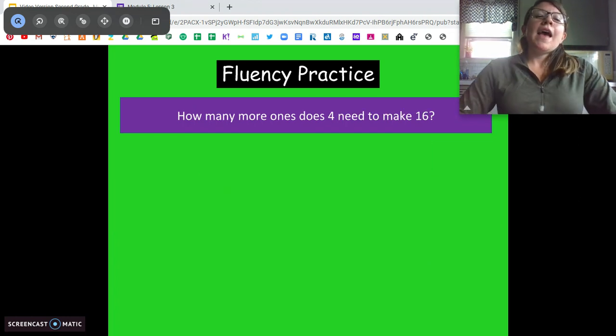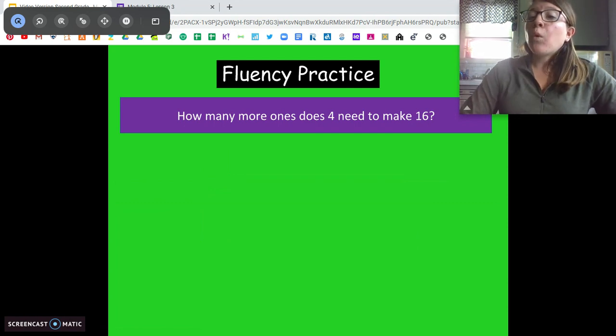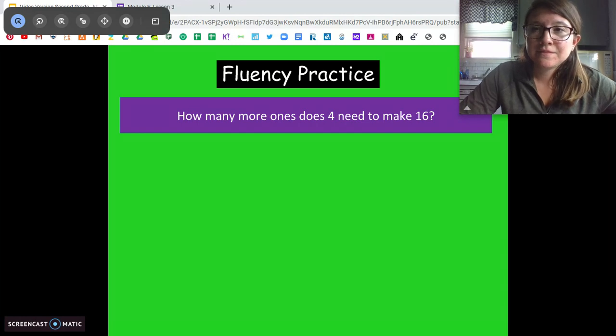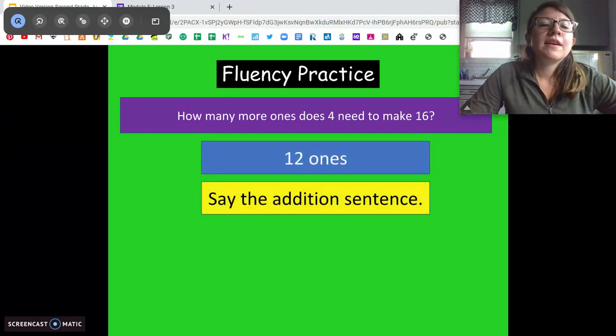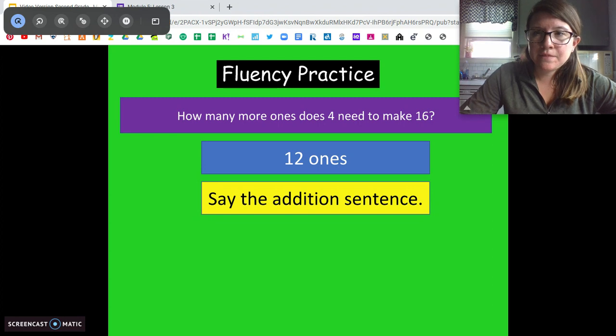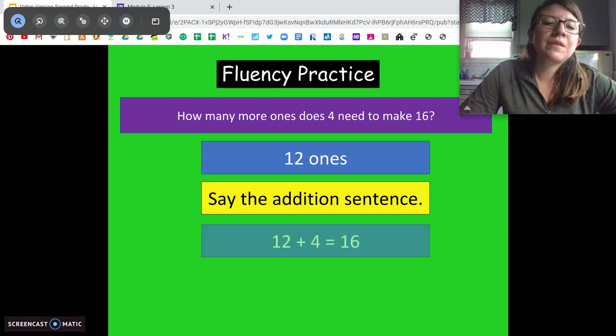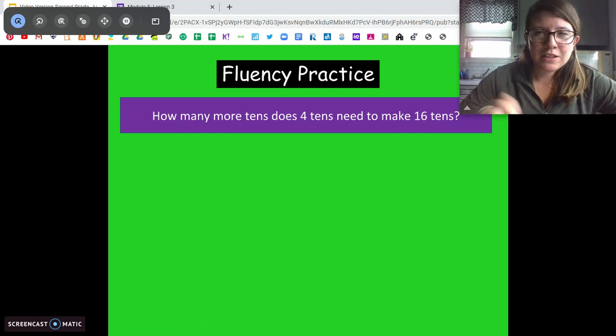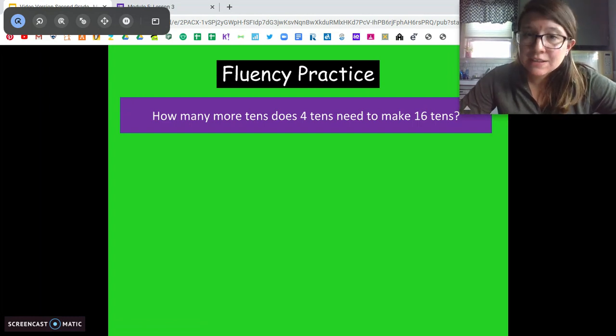Let's do a different one. How many more ones does 4 need to make 16? I'll give you a second. How many more ones does 4 need to make 16? Good. 12 ones. Now say that addition sentence. Yep. 4 plus 12 equals 16. Same idea, a little bit different. How many more tens does 4 tens need to make 16 tens?